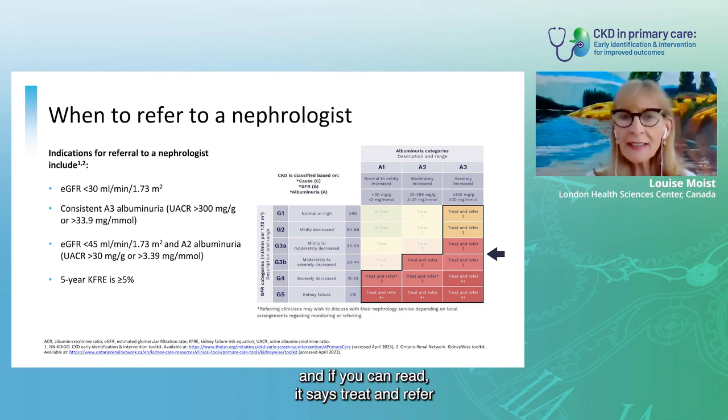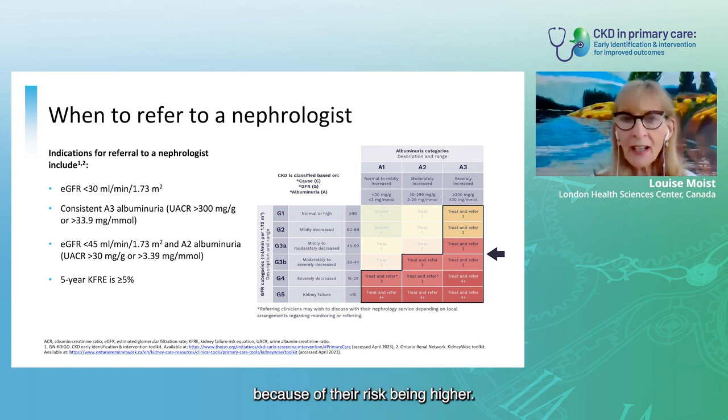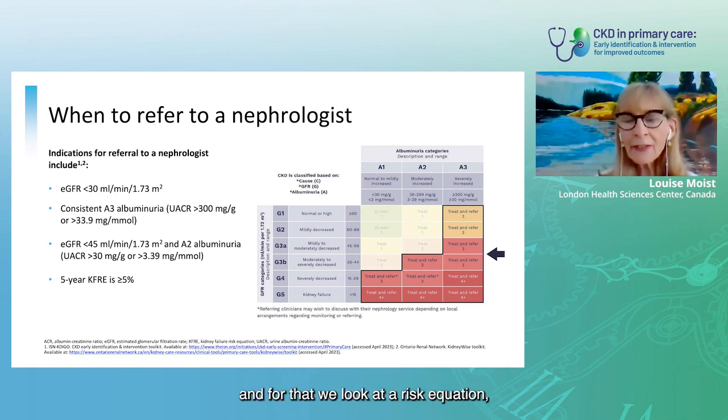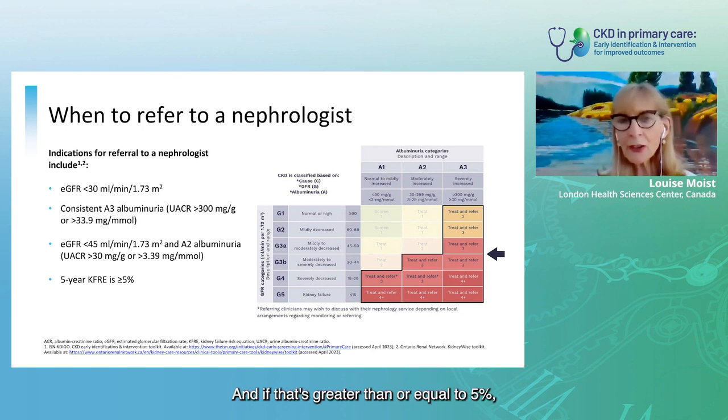And if you can read it, it says treat and refer because of their risk being higher. And again, the last concept I'd like to introduce, if it's not familiar to you, is if there is a 5% risk of kidney failure in the next 5 years, that's defined as needing dialysis, transplant, or dying of kidney disease. And for that, we look at a risk equation, the kidney failure risk equation. And if that's greater than or equal to 5%, it does deserve referral.